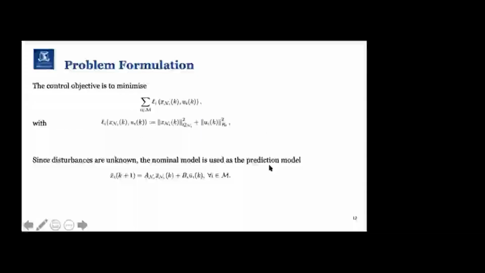The control objective can be summarized by minimizing this state cost function. It is a very standard one: a sum of a weighted quadratic term for the x_N and a weighted quadratic term for the input. And for the robust control strategy, since the disturbances are unknown, especially along the MPC prediction horizon, we want to use the nominal model as the prediction model for the MPC. And here we use x bar and u bar as the notation for the nominal model.